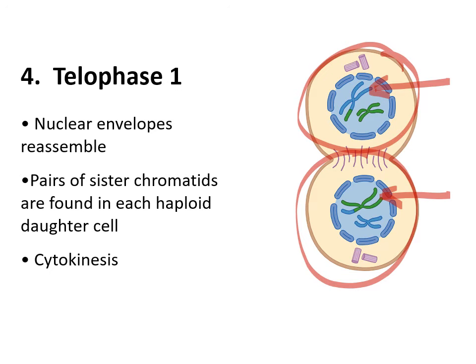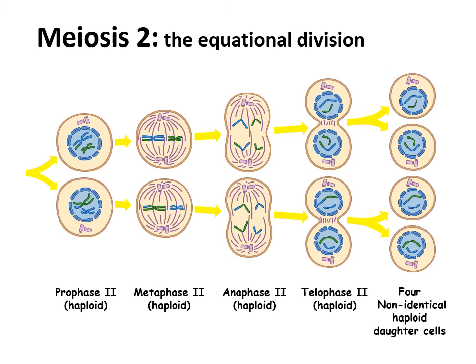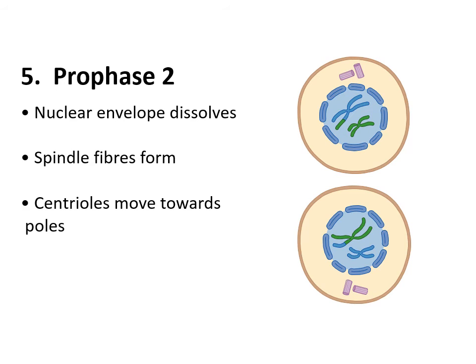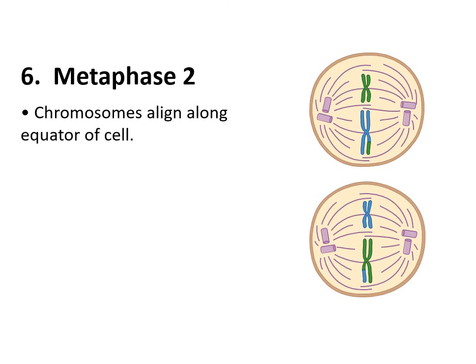Cytokinesis is the actual splitting apart of those two cells. So meiosis 2 is going to look a little bit more like mitosis in the way that it's happening. We have, again, prophase, metaphase, anaphase, telophase, but we're dealing with haploid cells as we go through it. So the nucleus of the cells is, again, degrading, so those chromosomes are going to be able to move around. Spindle fibers are going to be forming again, and centrioles moving towards the poles.